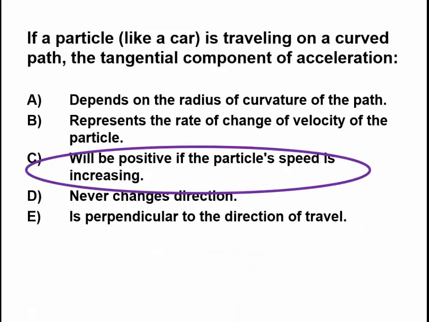And the correct answer there is going to be, will be positive if the particle's speed is increasing. Because if we look at B, that's the other one that's a little bit tricky there. It says it represents the rate of change of velocity of the particle. And that's not quite right because velocity is a vector. So if that had said represents the rate of change of speed of the particle, then that actually would have been correct. And that's a fairly subtle point.